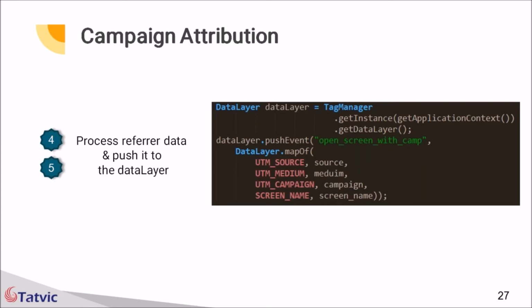So the third step is to check whether the referrer is a web or an app. You can simply put a condition whether it contains HTTP or HTTPS. We come to the fourth and fifth steps. It is a simple step where you process the referrer data and push it into a data layer.